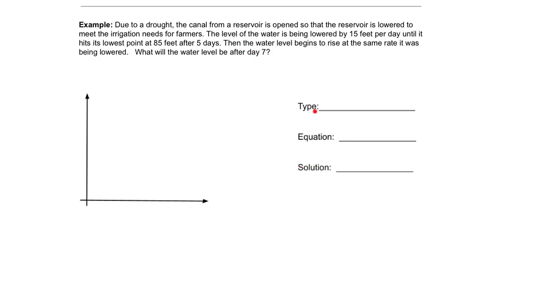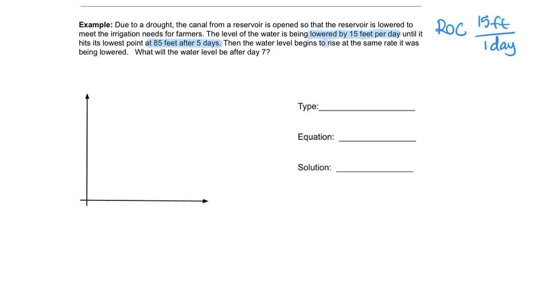But first, we have to decide what type of function it is and what the equation for that is. So I'm going to highlight some key information here. We know that it is being lowered by 15 feet per day. That is a rate of change. So we have a rate of change here that is 15 feet per 1 day. And it lowers for 5 days, and then it's going to be at 85 feet. And then the water level begins to rise again.